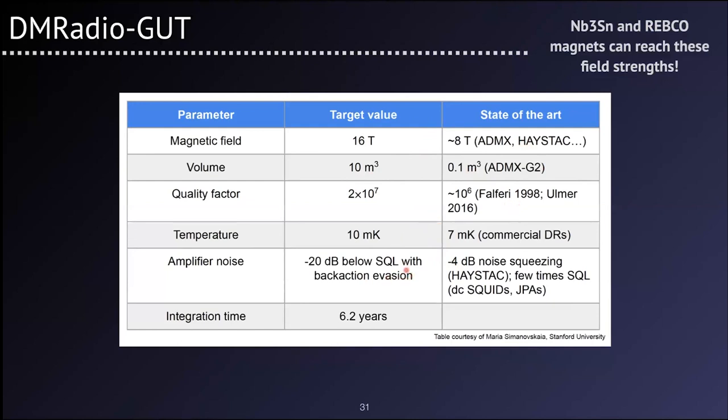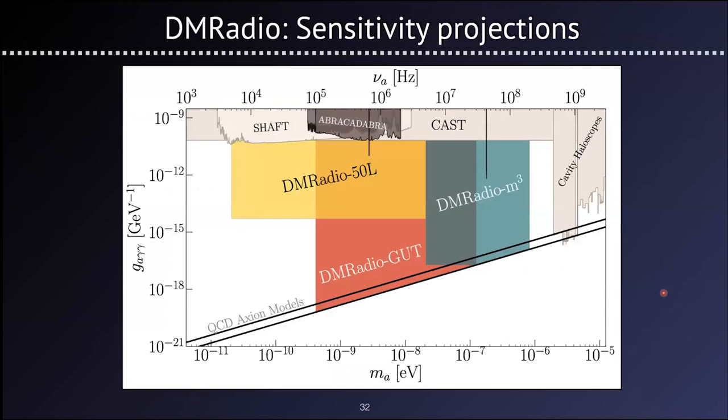And then we're of course going to continue with implementing whatever quantum techniques work best in 50 liter. Whatever we can do to try to sneak below the standard quantum limit. And then we're looking at an integration time of about 6.2 years. And so if all goes well, then we intend to exclude this part shown in red. So this is our sensitivity projection for DMRadio gut.